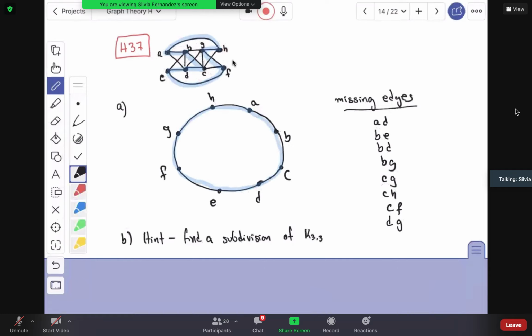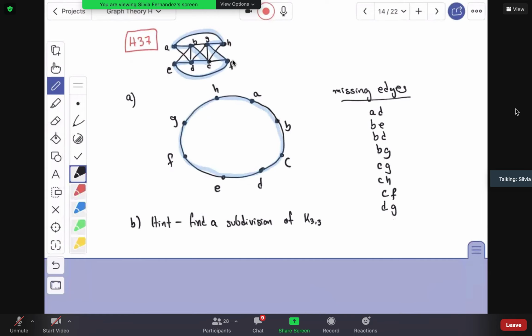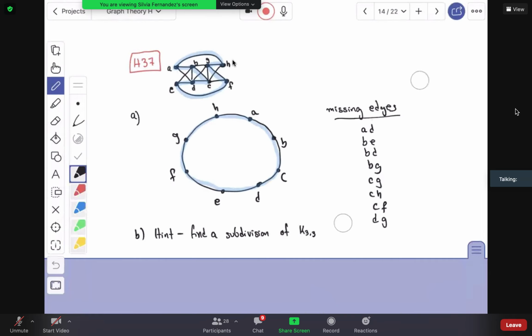When you find subdivisions of K33, it's good to color your vertices: 3 red vertices and 3 blue vertices. All the blue are joined to the red, and you are allowed to use a few of the remaining vertices that are black in your graph as subdivisions of edges, but only one per edge. That's kind of the idea.